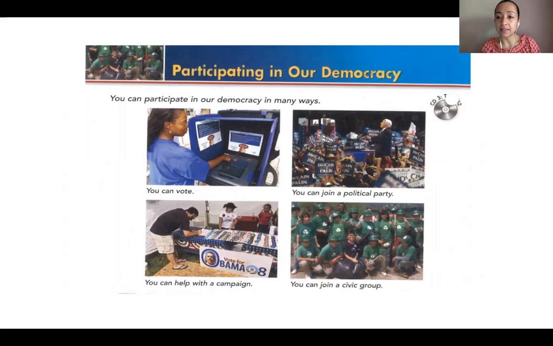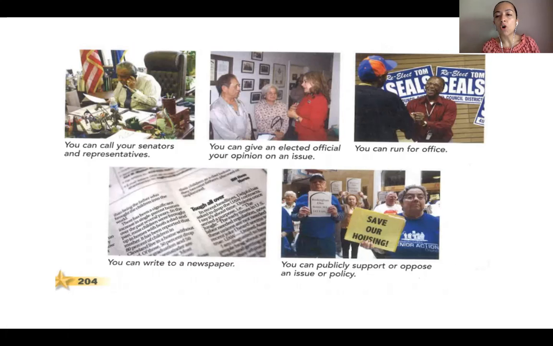Now let's talk about participating in our democracy. You can participate in our democracy in many ways. You can vote, you can join a political party, you can help with a campaign, you can join a civic group, you can call your representatives, you can give an elected official your opinion on an issue, you can run for office, you can write your opinion in the newspaper, or you can publicly support or oppose an issue or policy.